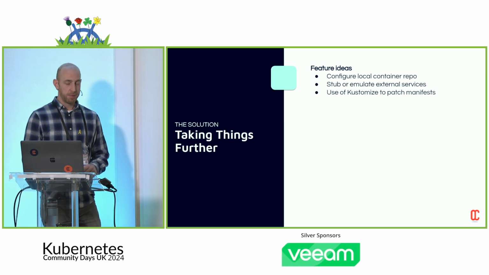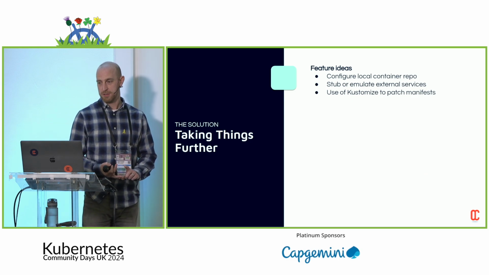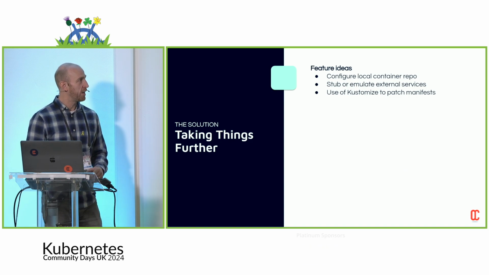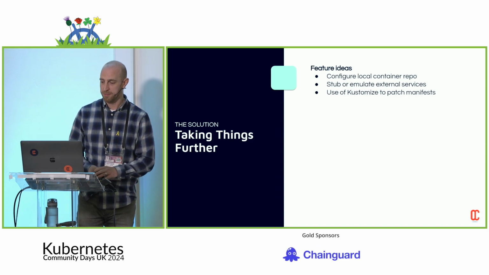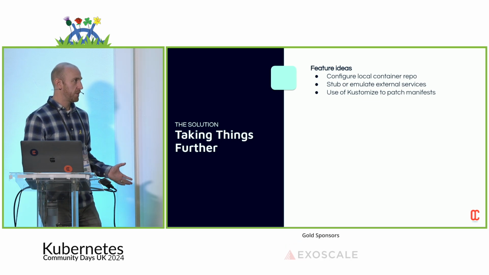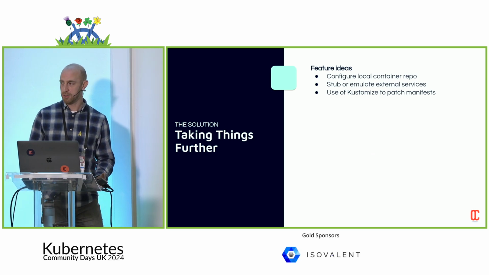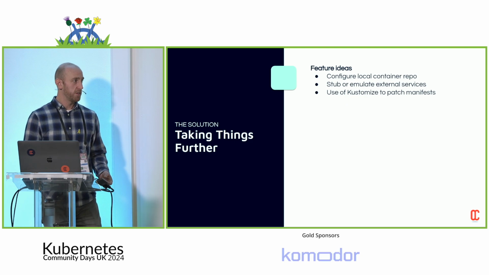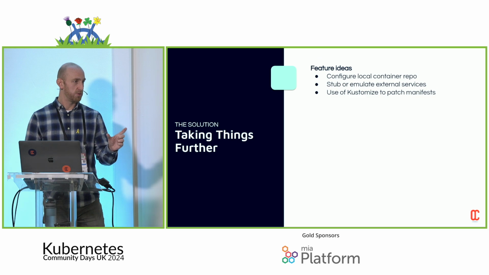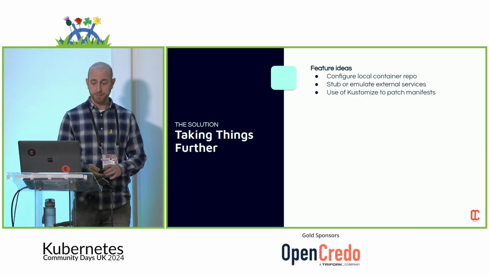And obviously, there's going to be a plethora of external services that you may need to stub or emulate, so a database or S3. There's so many out there, I didn't think it was worth writing a big list of them. But an important point to mention is using something like Kustomize to patch your manifest. This will help make sure that you're not adulterating your production manifest, and you're doing it in a more transparent way. So for example, with your local container repo, you're going to need to change the reference to your container. That will allow you to do that seamlessly over the top.